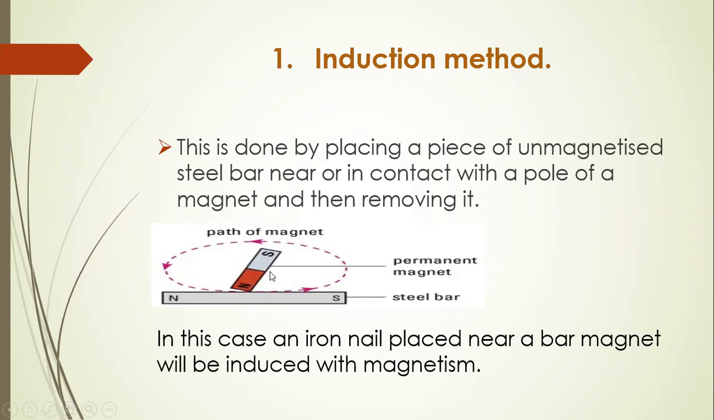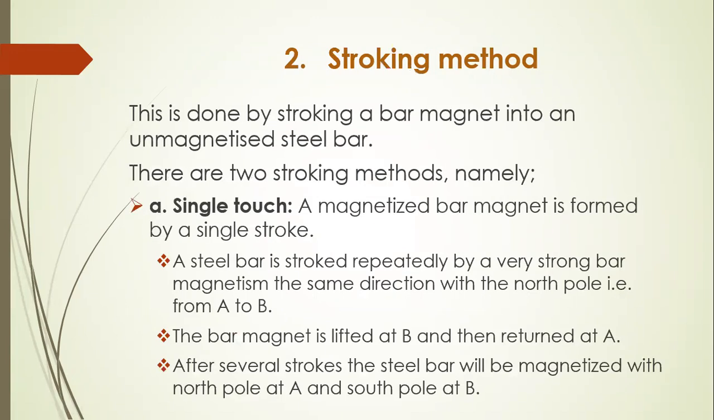So placing a magnet near or in contact with a steel substance or an iron material is just a way in which you can give this steel bar or iron nail magnetism. So in this case, an iron nail placed near a bar magnet will be induced with magnetism. Moving on, the second one is the stroking method.